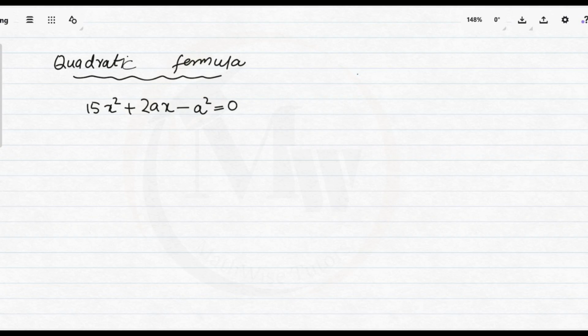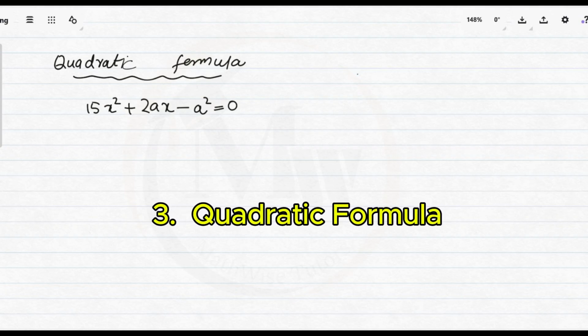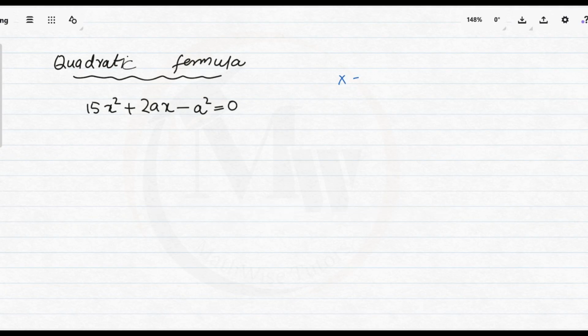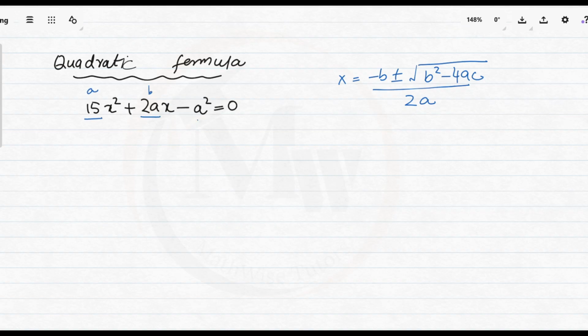Now the topic is solving the quadratic equation using the quadratic formula. The quadratic formula is x equals minus b plus or minus the square root of b squared minus 4ac, over 2a. So first we need to check what a, b and c are. Here is an equation. The coefficient of x squared is a, the coefficient of x is b, and the value without x is the constant c. So a is equal to 15, b is equal to 2a, and c is equal to negative a squared. We'll plug these values into the formula and simplify.